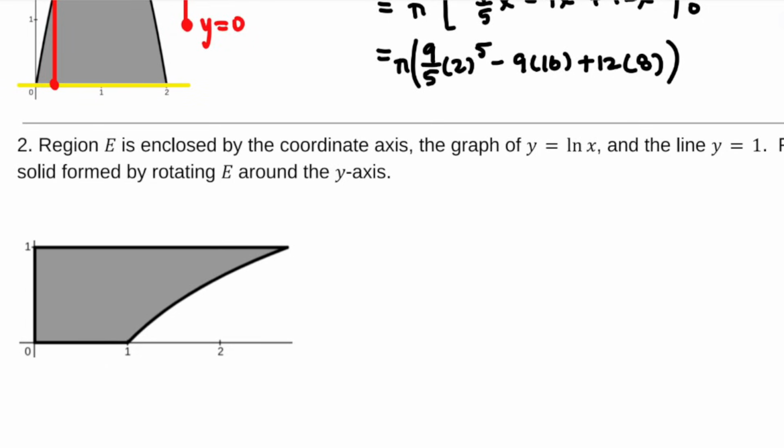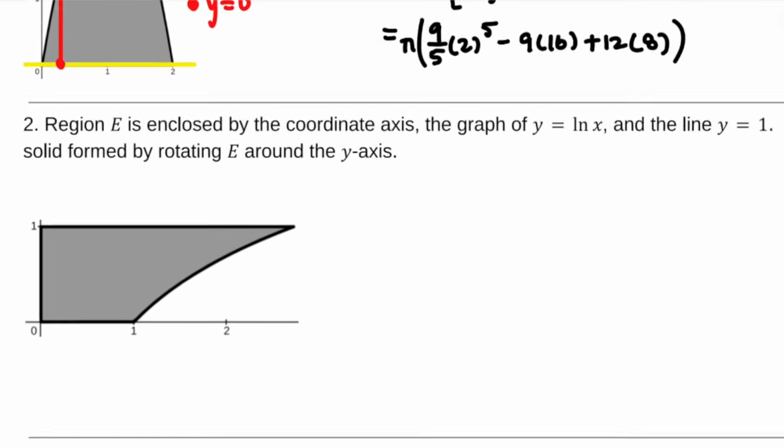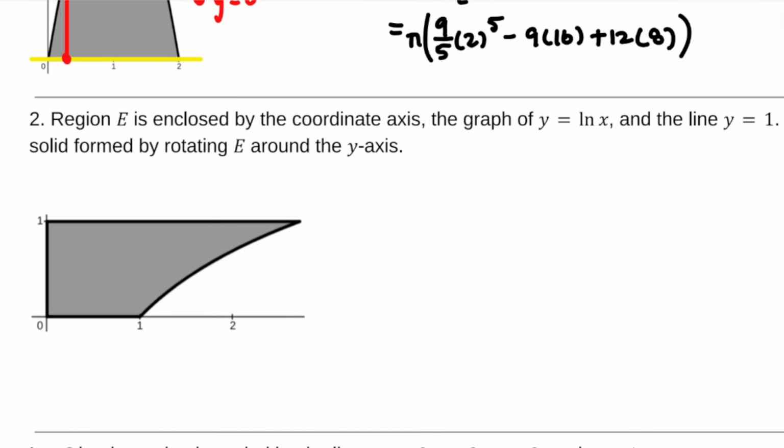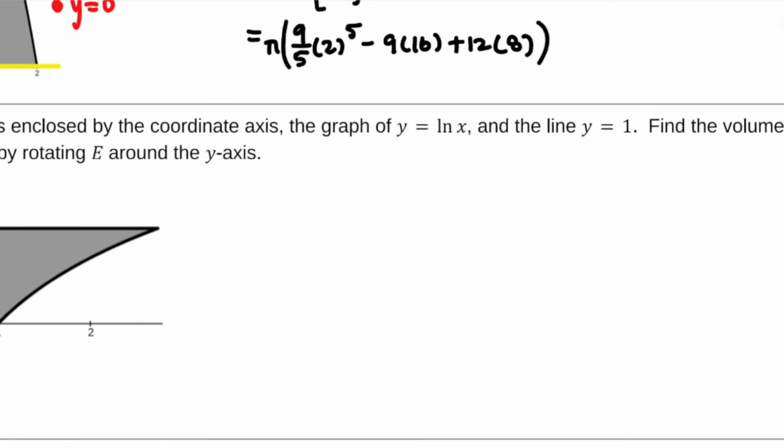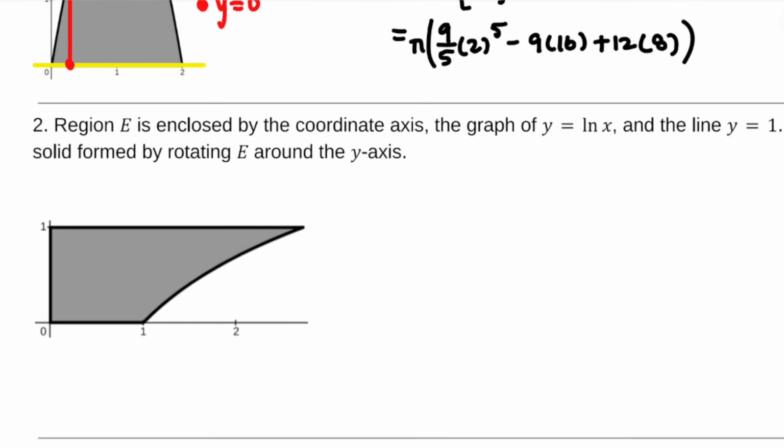Rotated around the y-axis, E is enclosed by the coordinate axes, the graph of y equals log x, and the line y equals 1. Find the volume. Okay, so we're going to start by looking at the axis, and we'll be interested in getting the radius after that. The radius will start at the axis and reach the far edge of the region we're rotating. Thinking about on the right, we're going to need an x equals, and on the left, it's x equals 0.